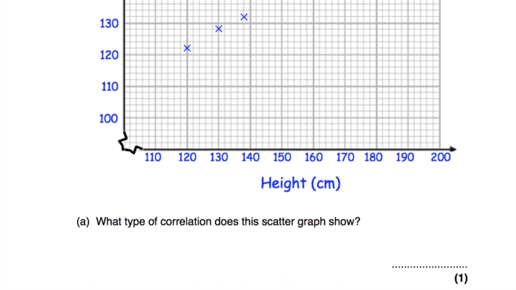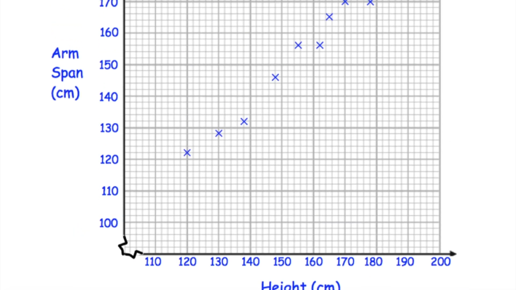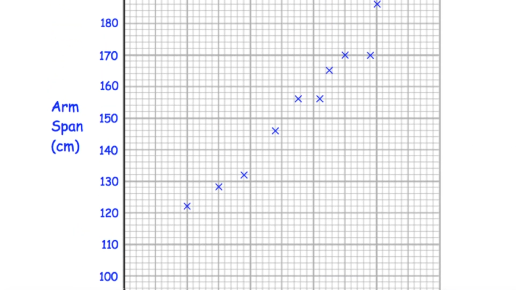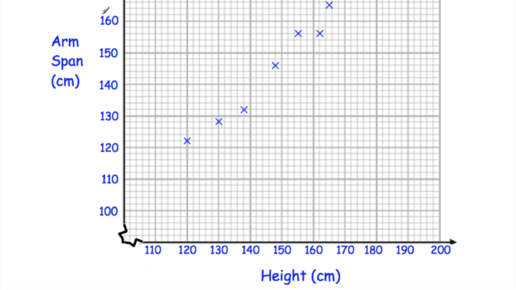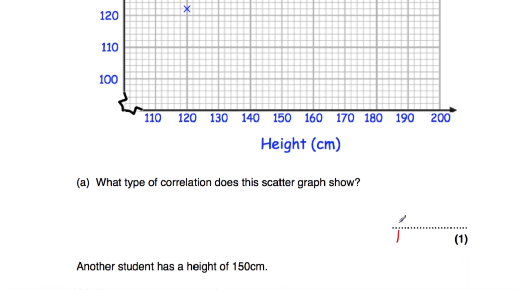And then the question says what type of correlation does the scatter graph show? So as you can see, as the height's increasing, the arm span's increasing. So the points are going up this way. So it's got a positive correlation. So the question says what type of correlation is shown? Positive.